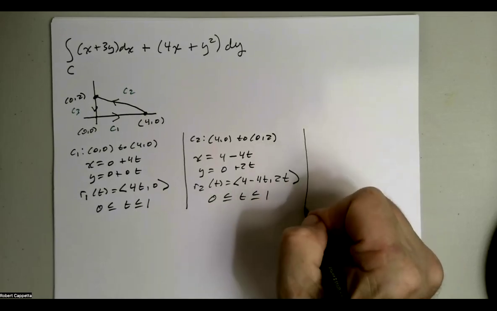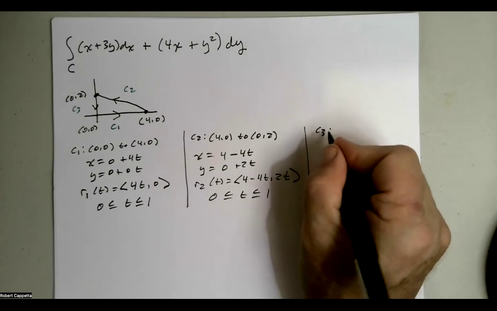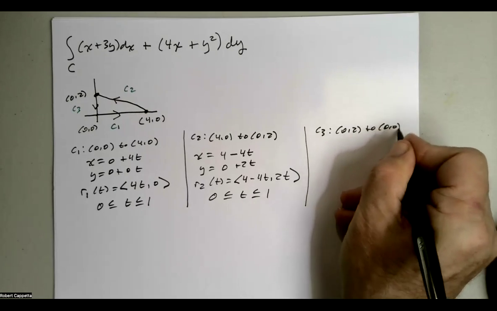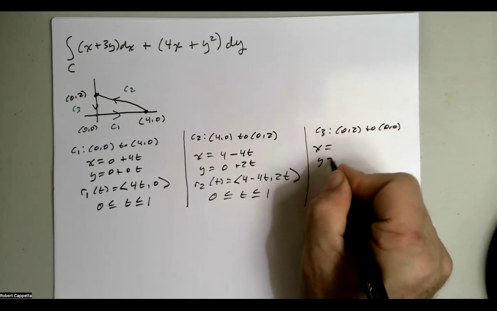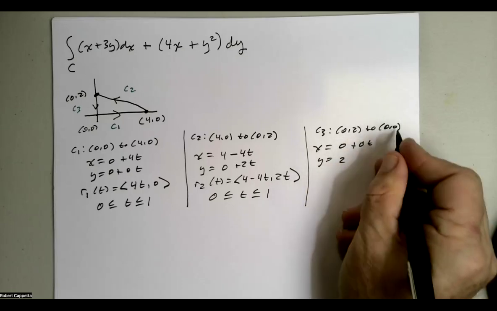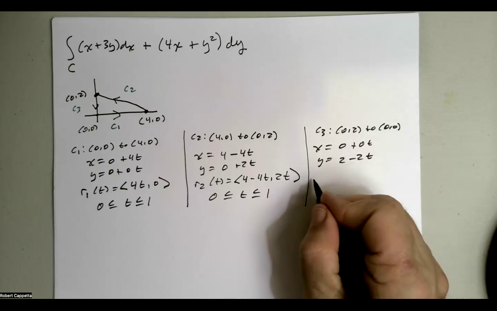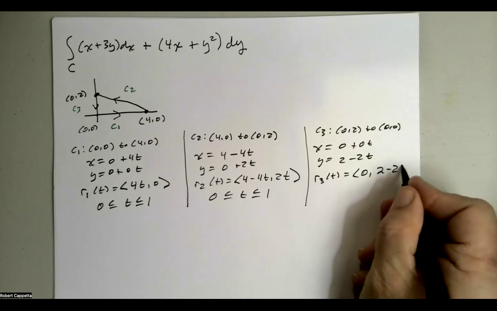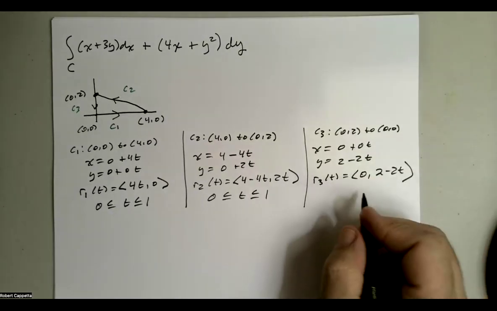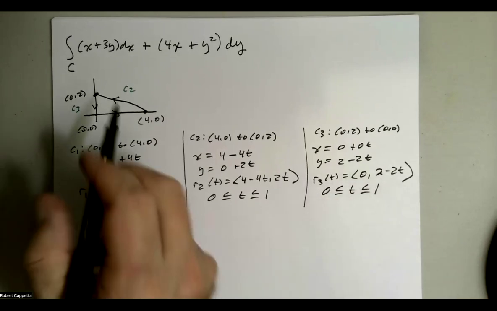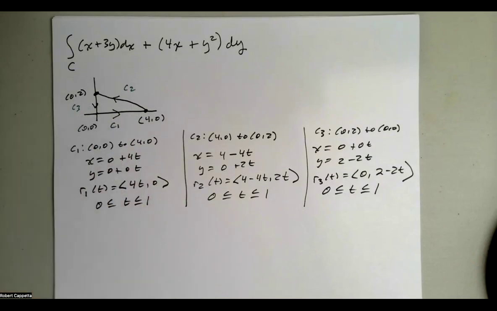We have our third version of this, C3, which is from (0, 2) to (0, 0). So start at your point (0, 2). From 0 to 0 is no change. From 2 to 0 is down 2. So my R3 of t is (0, 2 - 2t) as we go from 0 to 1. So I need to determine the line integral over C1, over C2, over C3, and we're going to add those together. So let's work on that.